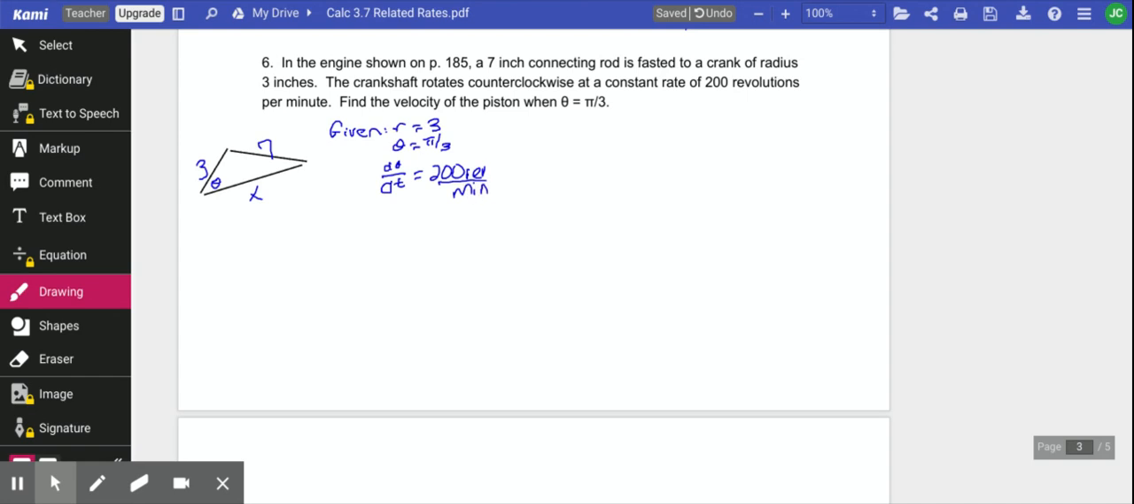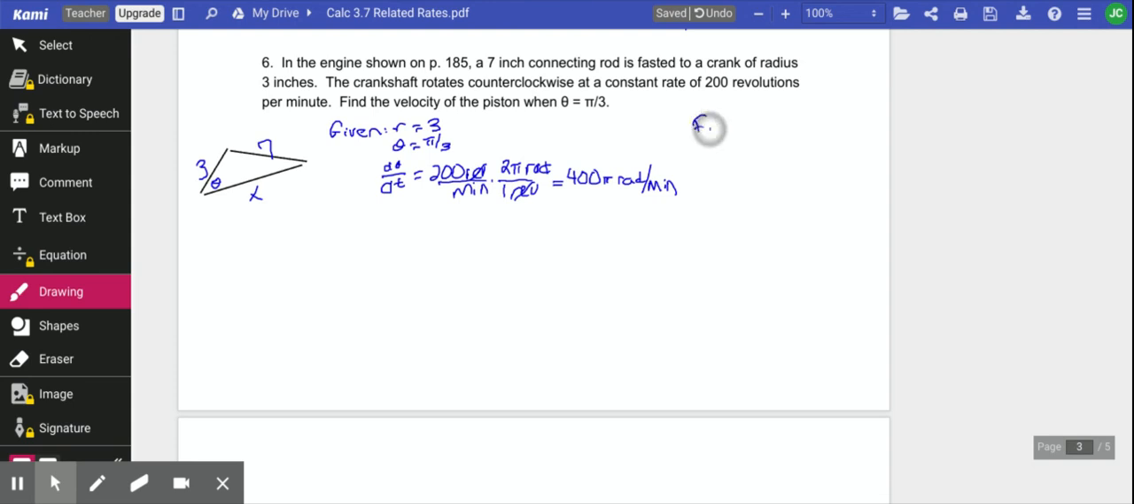Now, we're going to need to do some trig with this, and we don't talk about revolutions per minute. We talk about radians. So we're going to convert this to radians. So 1 revolution, 1 trip around the circle, is 2 pi radians. So when we make that conversion, we're actually changing at 400 pi radians per minute. And that's going to be better when we start working with our trig. So those are our givens.